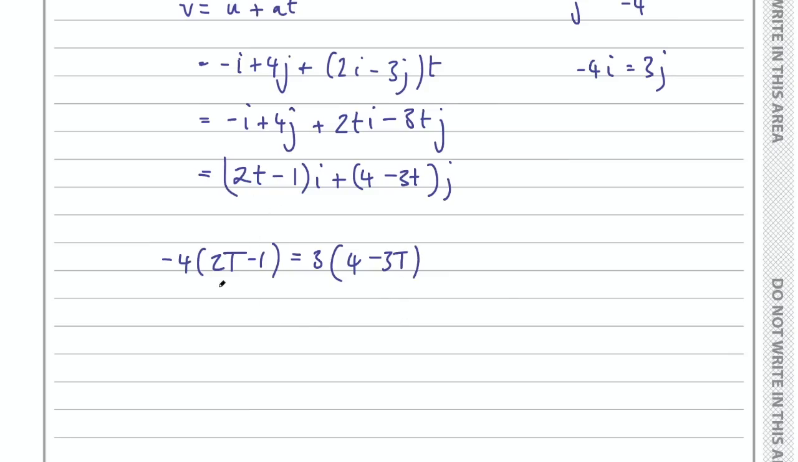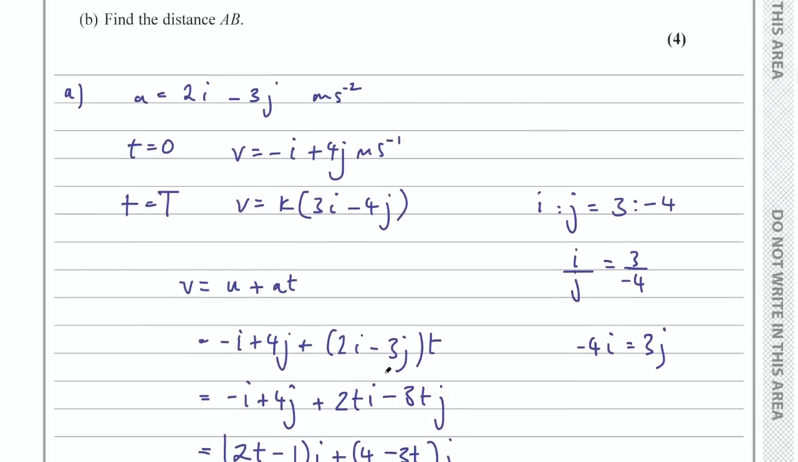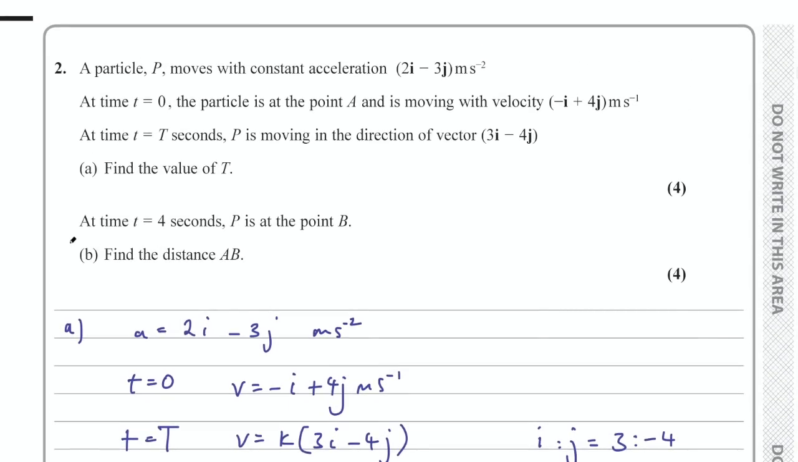Okay, so then solving this for capital T, expanding out, I have negative 8T take, or plus 4, equal to 12 take 9T. Combining like terms, negative 8 plus 9 is T. 12 take 4 is 8. So I have T equal to 8 seconds there for my final answer for part A. Part B says at time t equal to 4 seconds, P is at the point B, find the distance AB.